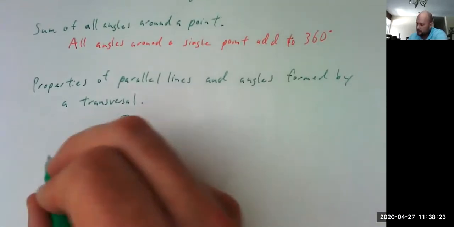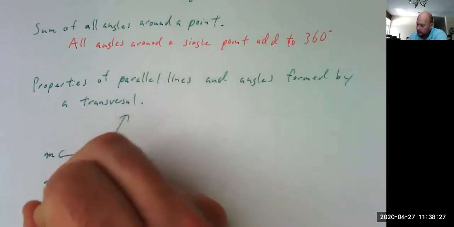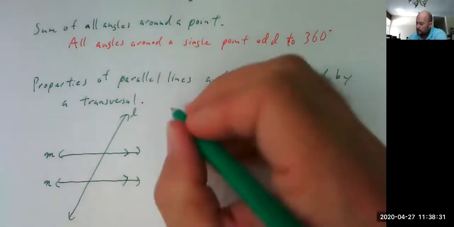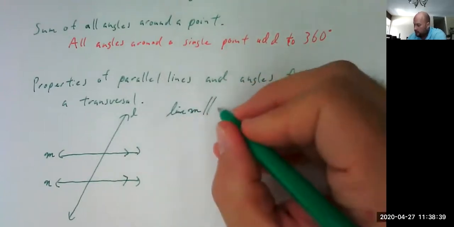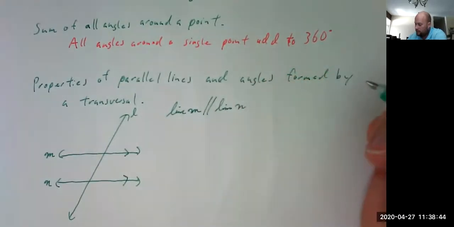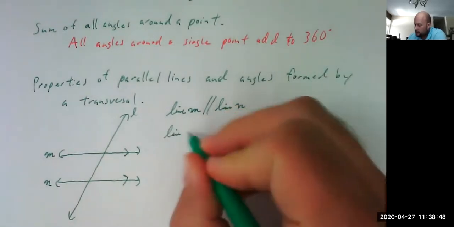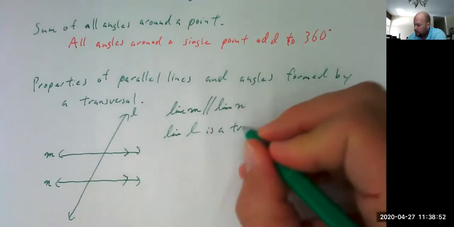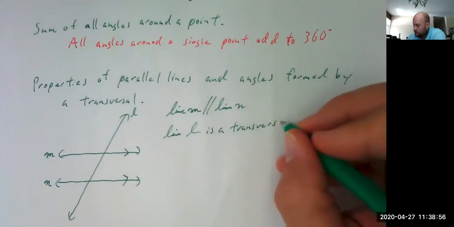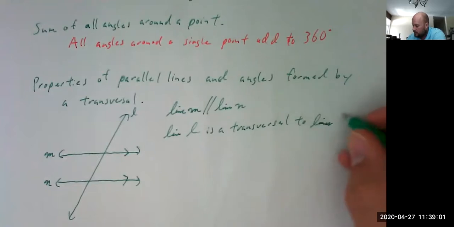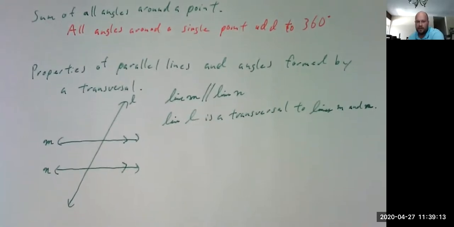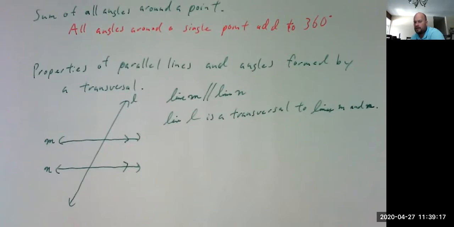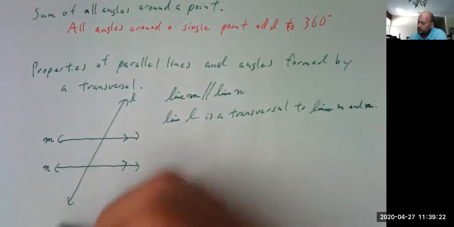So let's name these. It's going to be line M, line N, and line L. And I'm going to say line M is parallel to line N. And I'm going to say that line L is a transversal to line M and N. And I wrote those in cursive because when we name a line, you can either use 2 points to name a line or a cursive or italicized letter to name a line if you're doing it with one letter. So these are parallel, that one's a transversal.